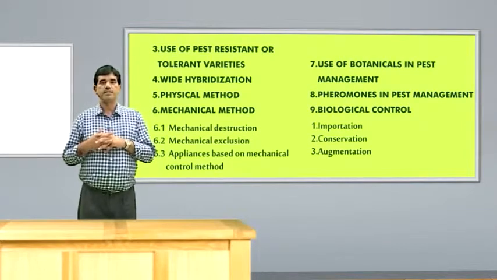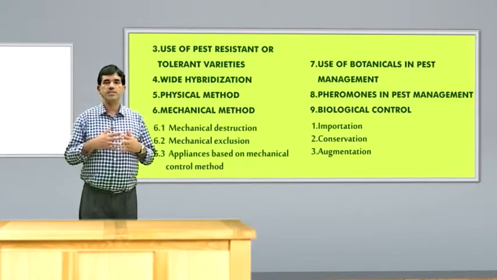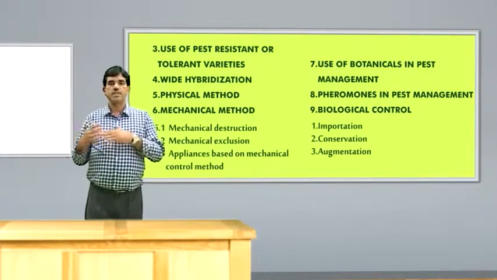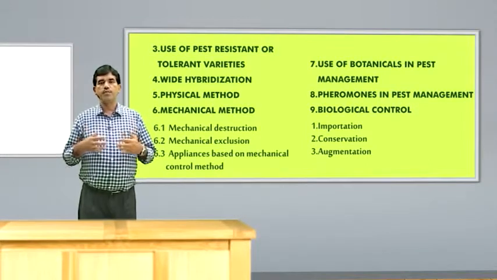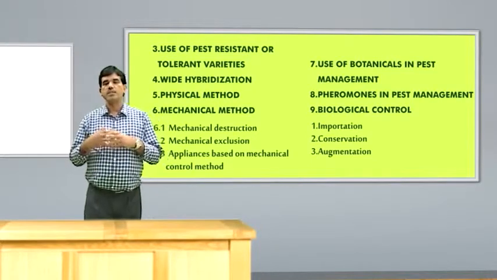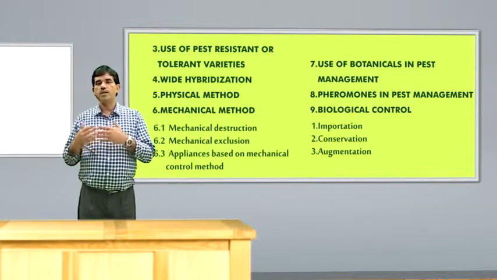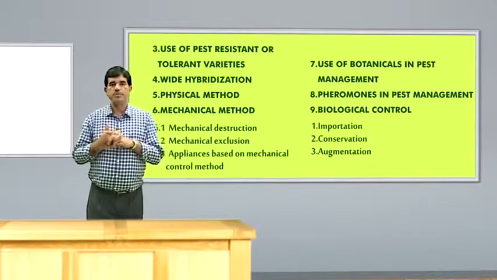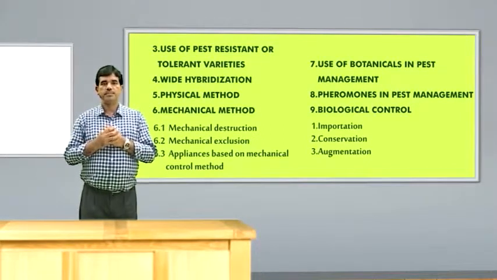Wide hybridization: crossing a wild species with a cultivated species to enrich the gene pool is required for adaptation to stressed environments, protection against pests and diseases, and improved quality. The wide hybrids of rice, that is Oryza sativa, with wild species like Oryza latifolia, Oryza officinalis, and Oryza ridleyi have been produced, and everybody knows about Bt cotton.